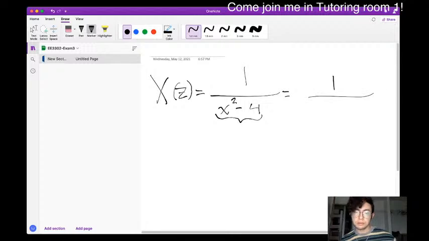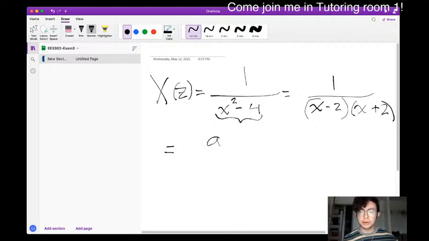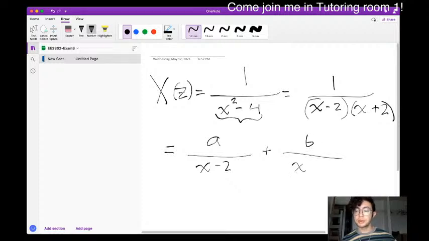So if we factor this, then we get x minus 2 and x plus 2. So these two are equivalent. And now we can break it up into partial fractions. I'm going to just write that form that we saw earlier, and we can solve for the coefficients later: A over x minus 2 plus B over x plus 2. So now what are A and B?